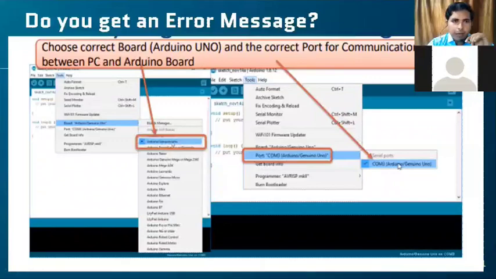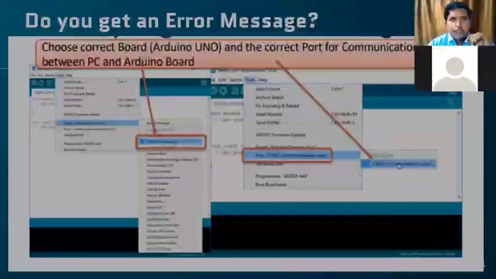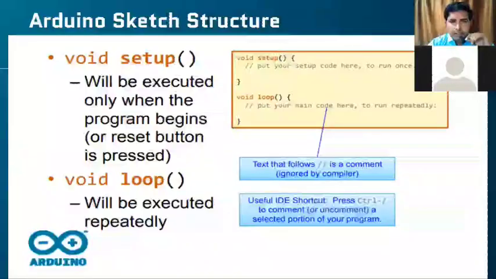Next, this is the Arduino sketch structure. In the Arduino sketch structure, there are two main parts: one is void setup and the second one is void loop. Whenever you open a new window in the Arduino, you'll get this box that I showed, and there it is written void setup and void loop.